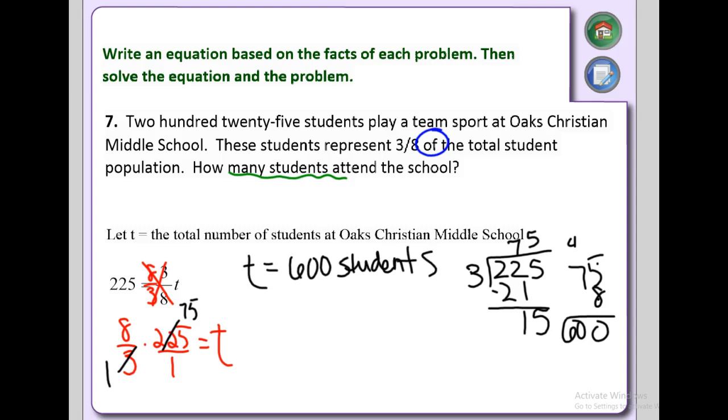All right, now make sure you show a check. We always show a check on our story problems. So we've got 225 equals 3/8 times 600 over 1. And I promise it checks when you get done.